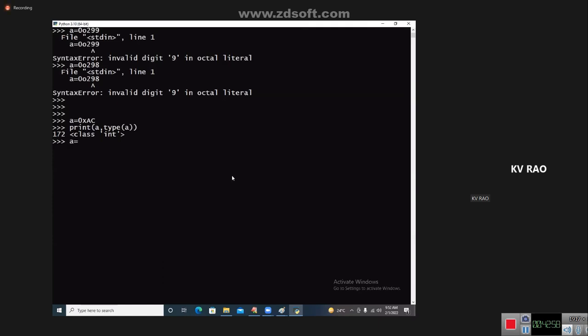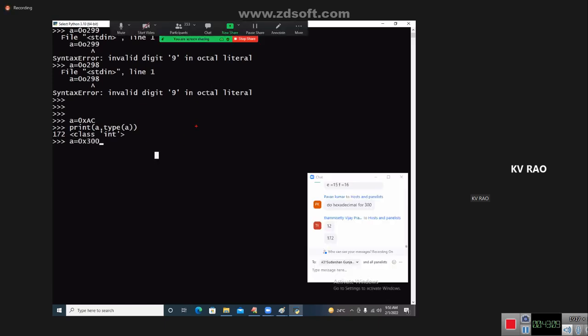A is equal to 0x300. Wait a minute, all of you look at this. It is such a simple thing, so don't try to get confused, my dear students, please don't get confused. So 300 is a hexa. How is it done? It is a hexa.